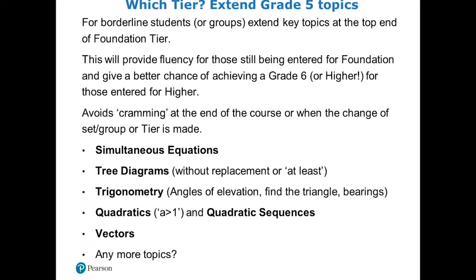We made the decision that rather than cram them at the end, if we were going to change tier, we taught them to a higher standard. If you think about it, they're old grade B topics. They go up to 6, if you think about it. Like simultaneous equations, rather than just 2 equations sitting in the middle of the page crying out to be solved, I taught it to that group.